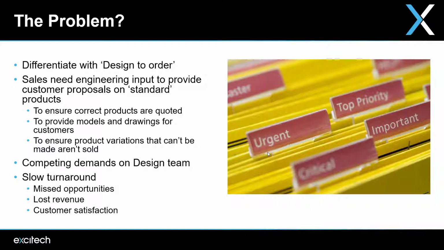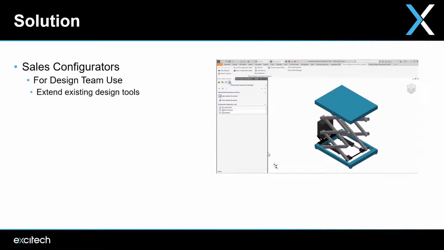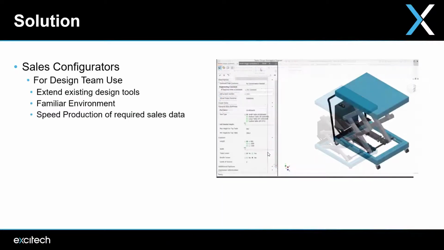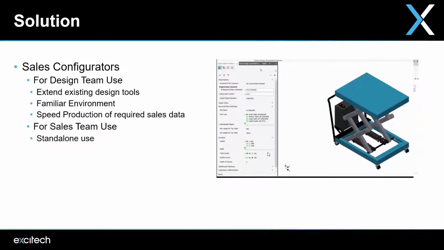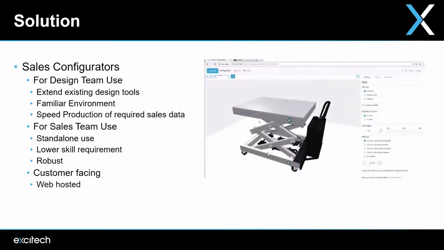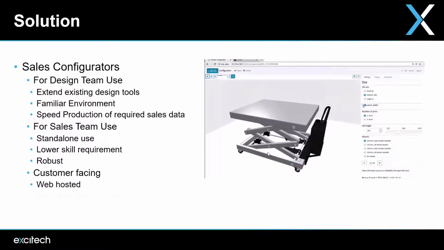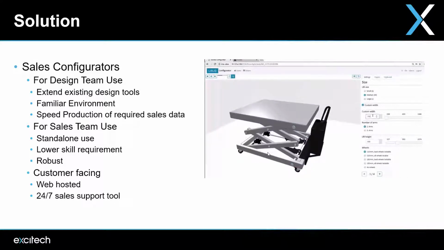A solution to this is to add automation to the design to order process. This could begin with the design team itself to speed the generation of the required information. Using tools like iLogic, the existing design solution can be automated and extended. It's also possible to implement configurators that capture the knowledge of the design rules and make that tool directly accessible to the sales team to be able to generate the information for themselves without involving design.